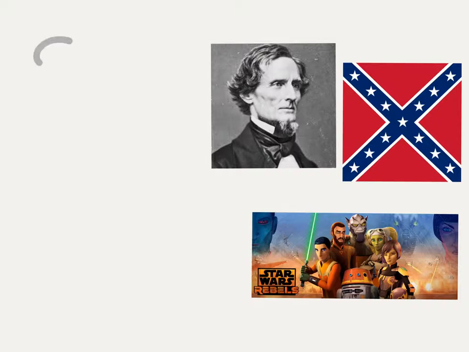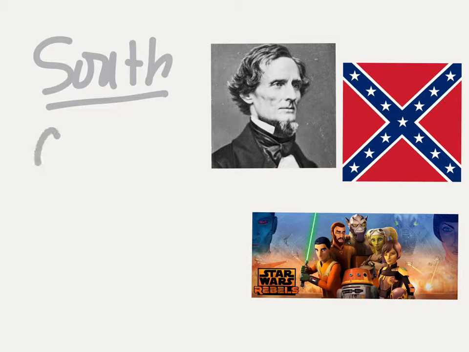The South is going to primarily wear the color gray. They are also going to carry the Confederate flag, and the reason for that is because when Abraham Lincoln is elected president in 1860, the southern states are going to secede and form their own country called the Confederate States of America. They're going to elect Jefferson Davis as their president.